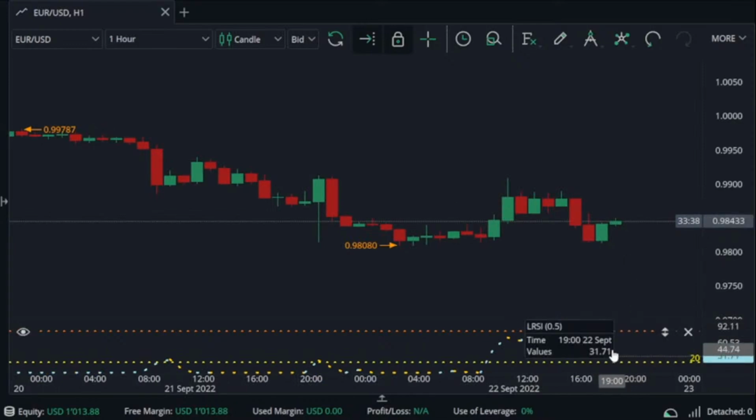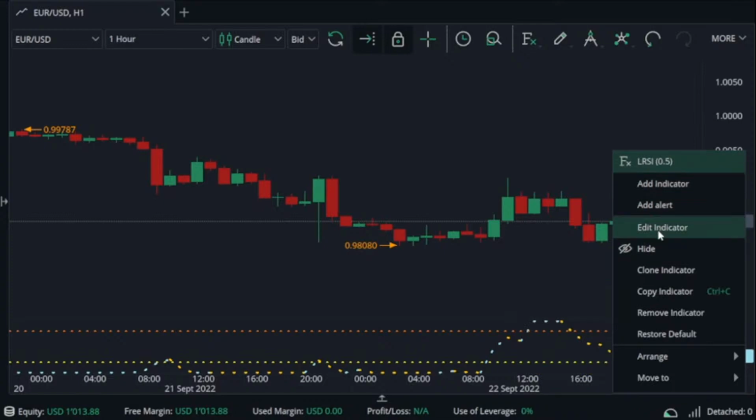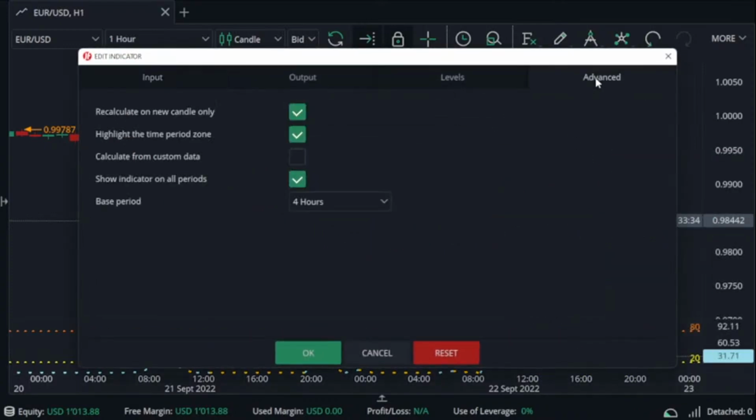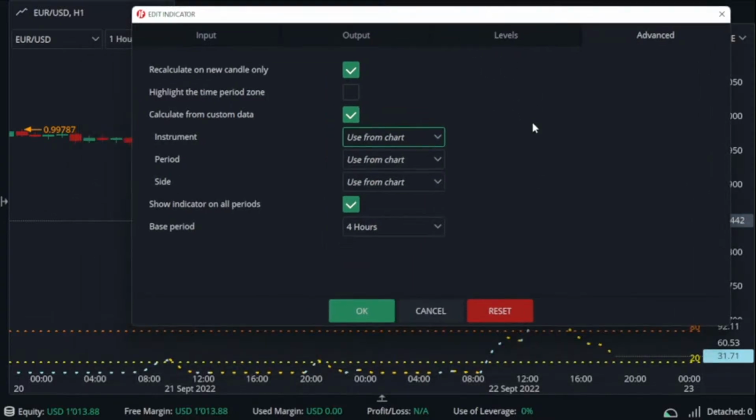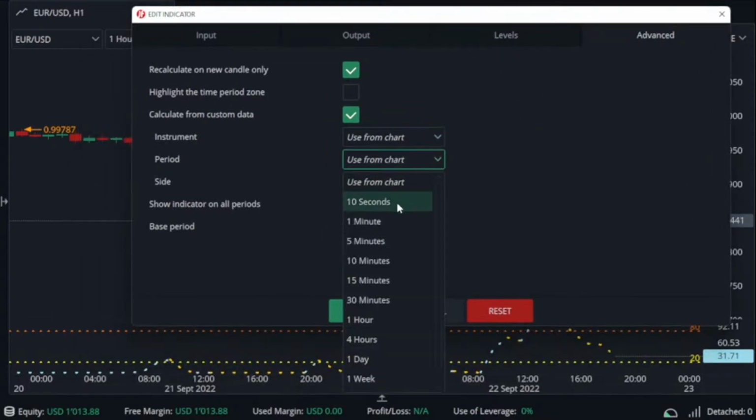Then comes a further advanced editing option, and we have calculate from custom data. You can choose the instrument from the chart, or you can simply make Euro USD the instrument of choice. The candle period can be the same as from the chart, or you can specify if you want the candle period to be different from what we are using on the chart.